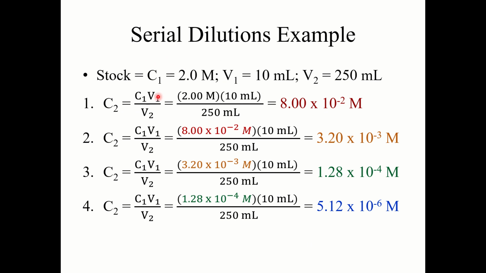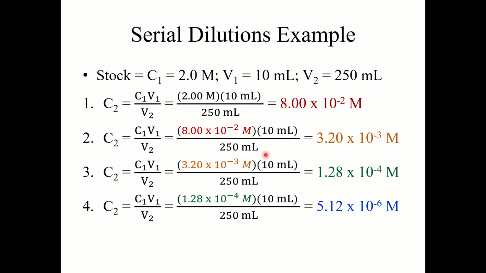Okay, so what we need to do here is start with our first calculation. In our first calculation, the stock solution is 2 molar. We're adding 10 milliliters and we're diluting it to 250. So my first dilution has a concentration of 8.00 times 10 to the negative second. Now you should notice in our subsequent calculations, V1 and V2 are always the same: 10 milliliters, 250, 10, 250, 10, and 250. The only thing that's changing is C1. So the C2 from the previous calculation becomes C1 in the next calculation. And so you can see that all the way down the line here.